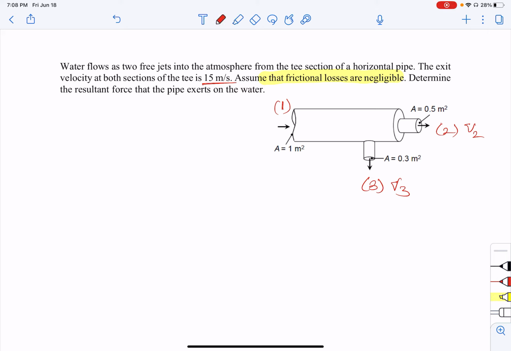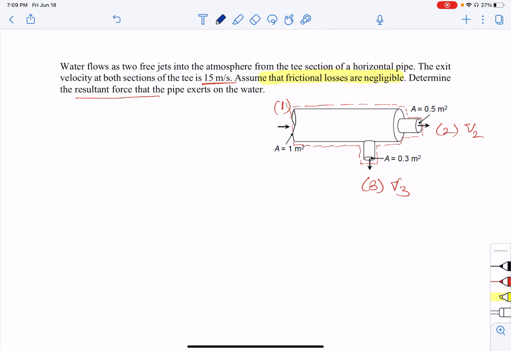Now what we are trying to find is the resultant force, right? So the first equation that comes to our mind is conservation of momentum. For conservation of momentum, we need to follow these steps. The first step was to draw a control volume. So now I consider my control volume.